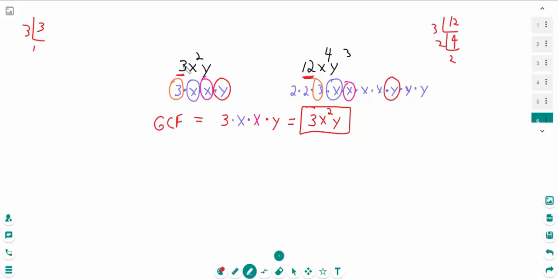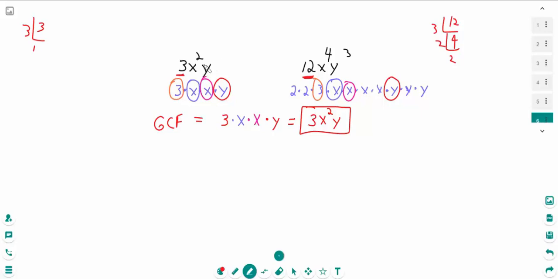Basically, we're just writing the numbers as their list of prime factors, right? And then we write all of our variables, our letters here, the long way. Spread them out, x times y, the whole way. And then we're taking the greatest prime factor between the numbers.